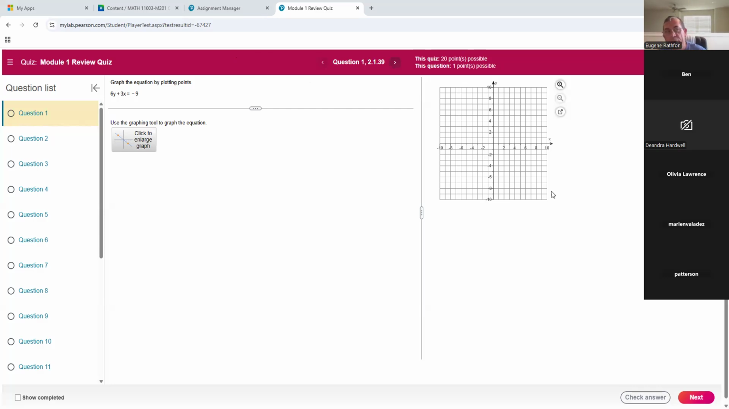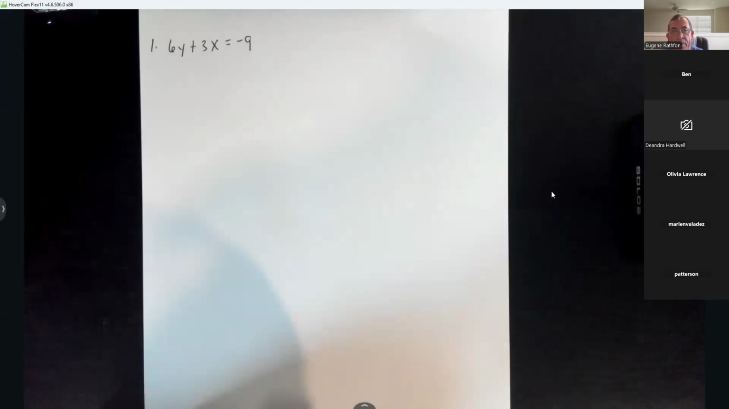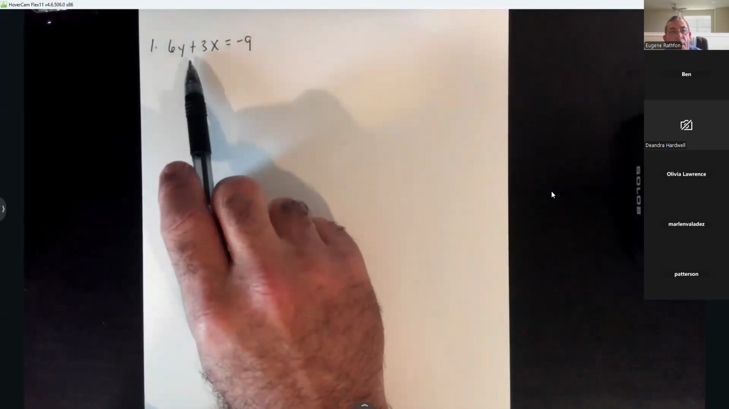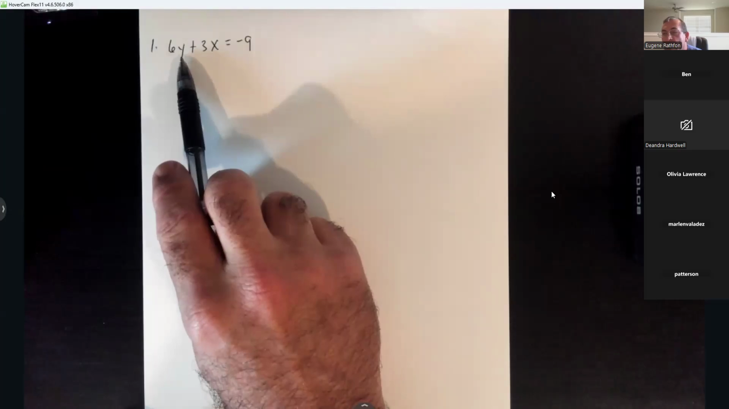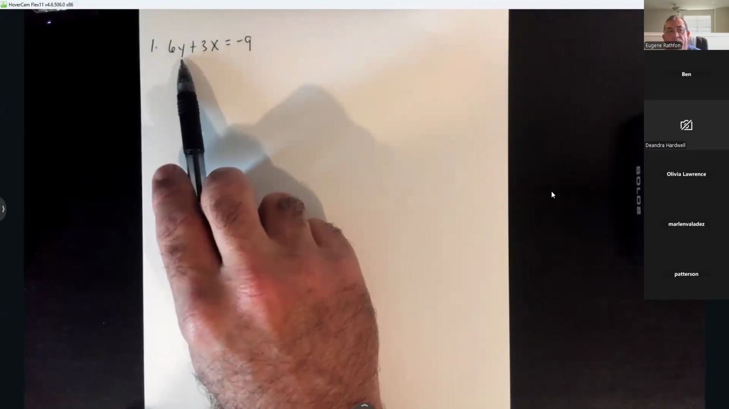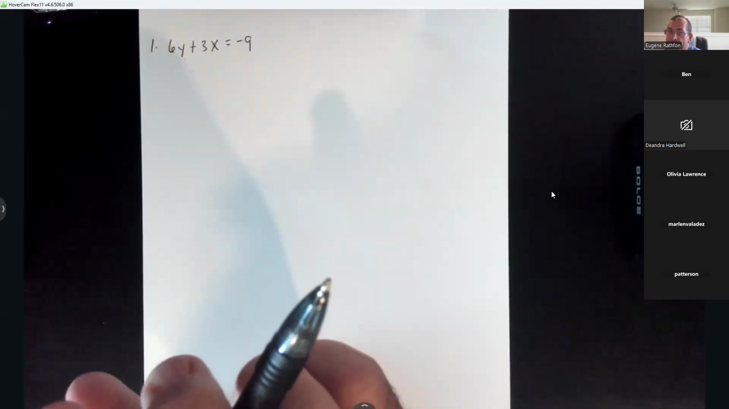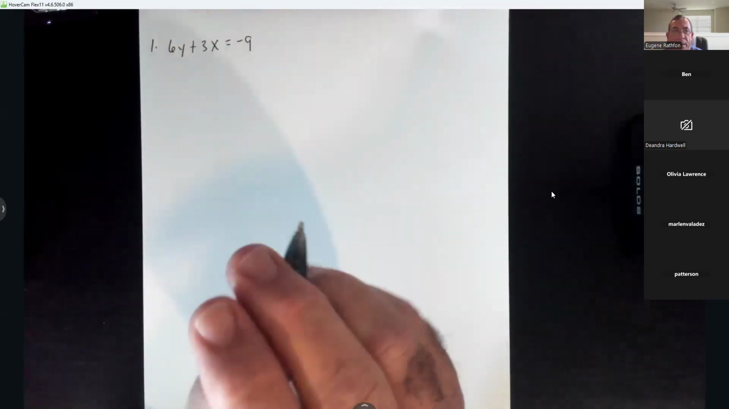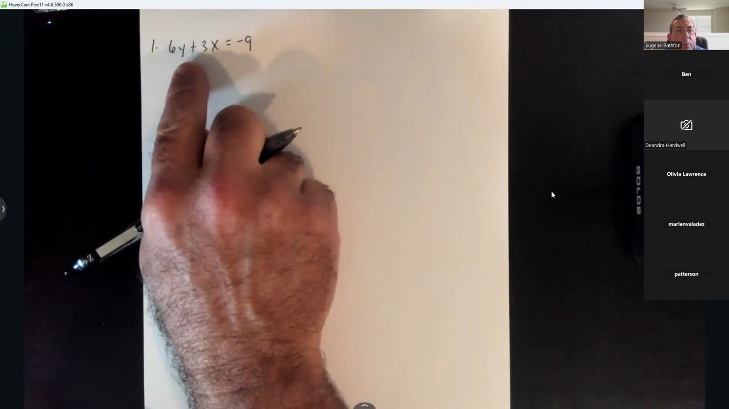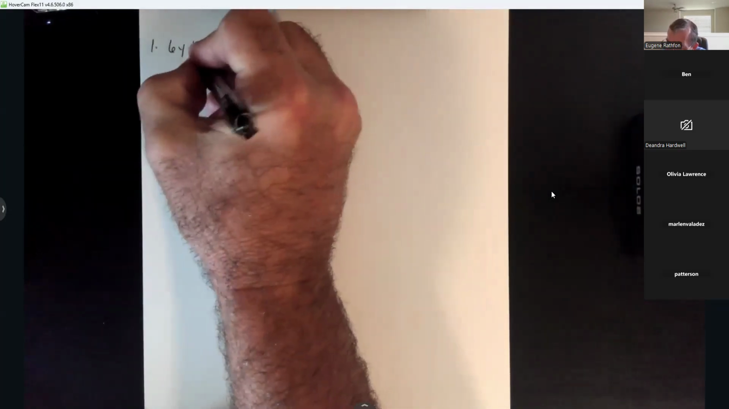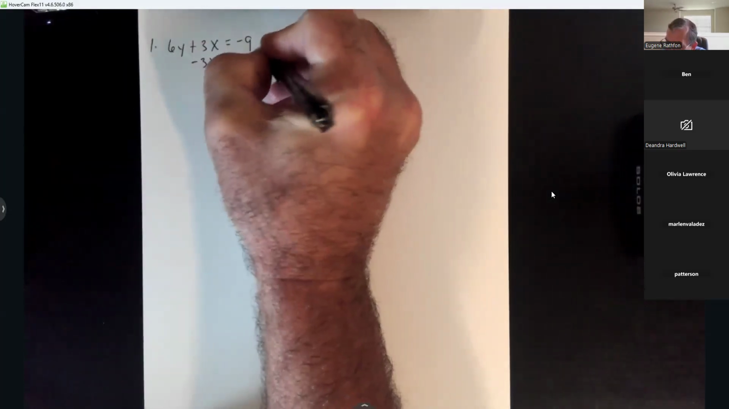And this is probably one of the trickier questions on here right off the bat. But to graph this, I'm going to solve it for y. Once I solve it for y, I can then plot 2 points and then graph it and be done. So y'all, I'm going to solve it for y by subtracting 3x from both sides first.